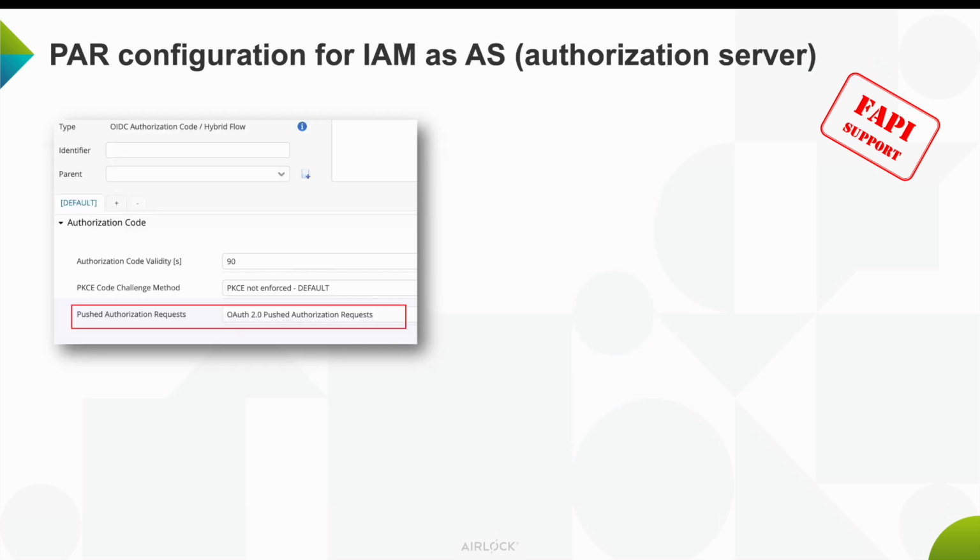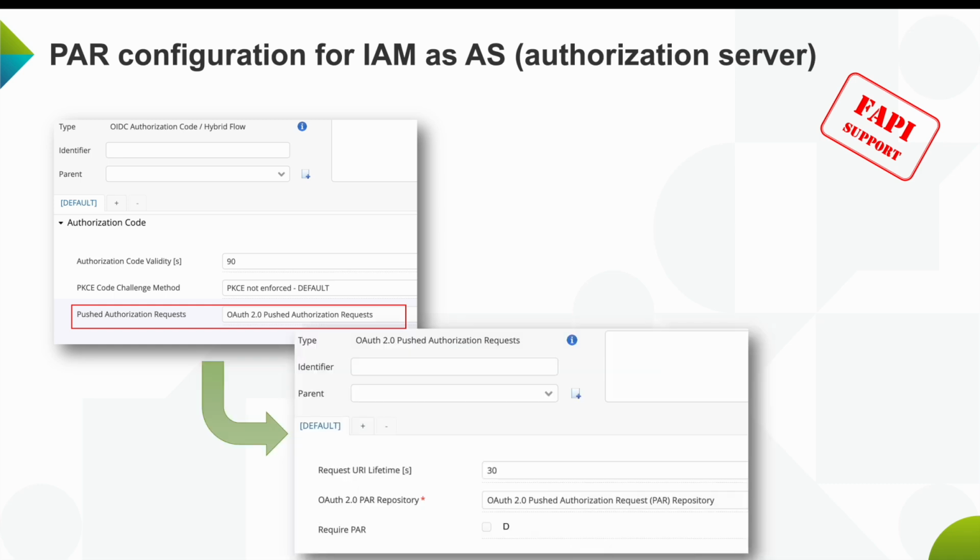How do you do that? Well, let's look at the configuration. First, you need to configure a plugin in the authorization code hybrid flow. That's the OAuth 2.0 pushed authorization request. And in there, the really important thing is you need to configure the OAuth 2.0 PAR repository, the one that requires the DB schema change.